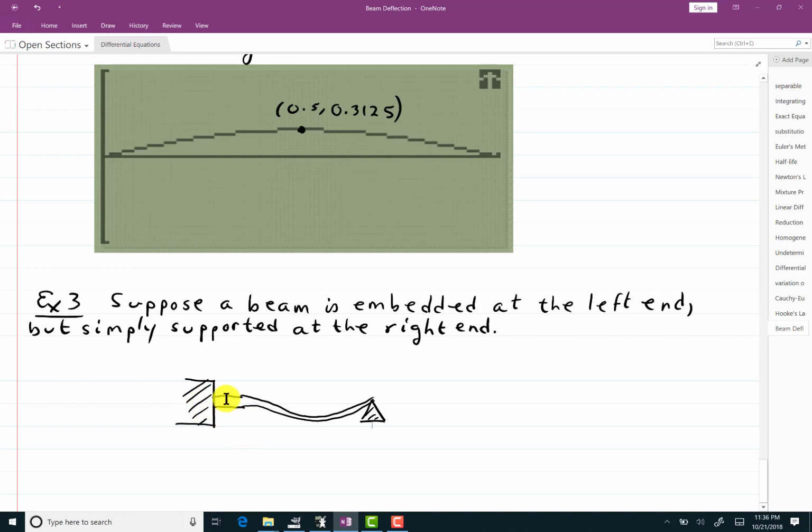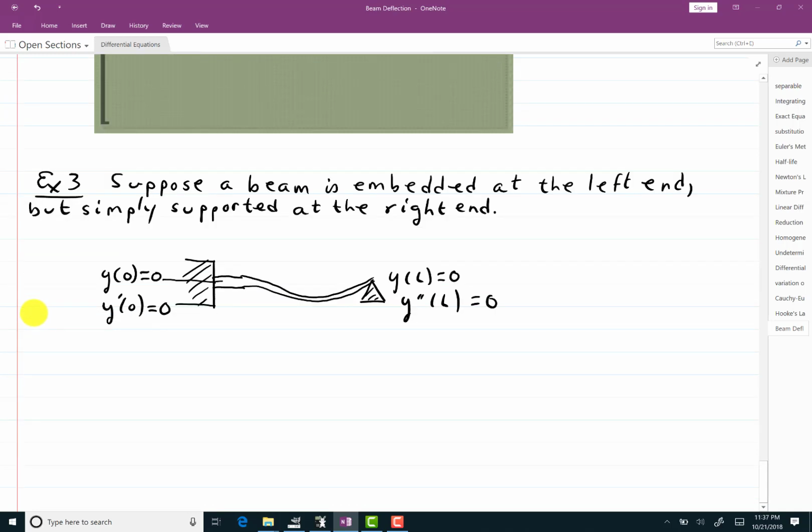Since we have flatness over here, well, first of all, let's get the zero conditions. Y of 0 equals 0. Y of L equals 0. And we also covered last time, since the end of this is flat, its second derivative is 0. So Y prime prime of L equals 0 as well. If you look, this flatness here, though, means that its derivative is also 0 here. So we have Y prime of 0 equals 0. So we use those to figure out our constants.